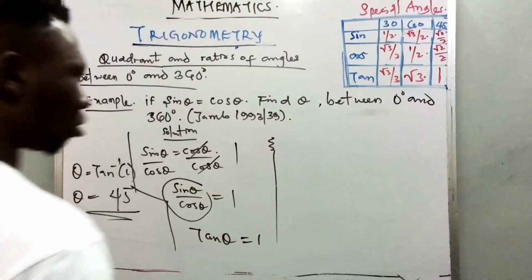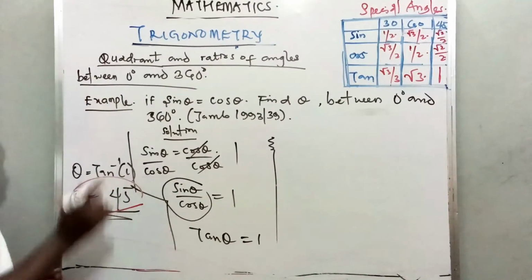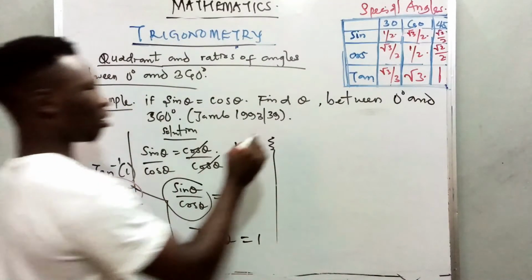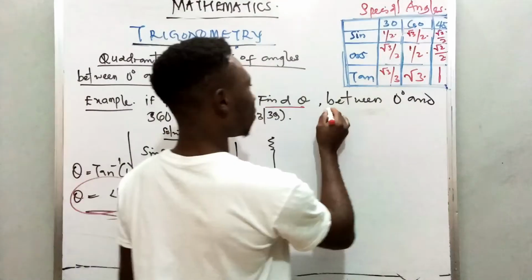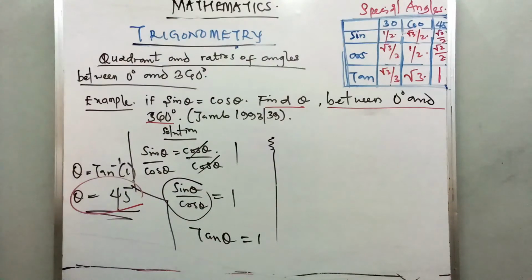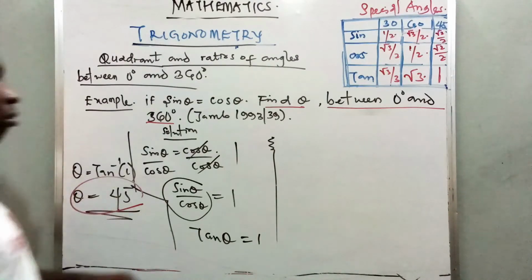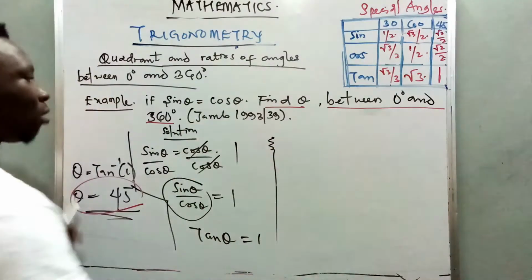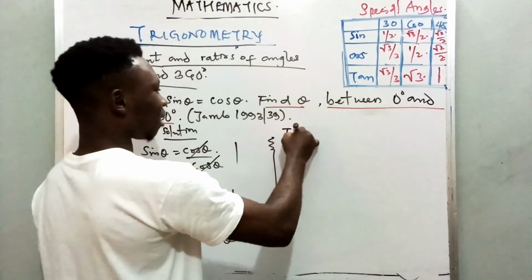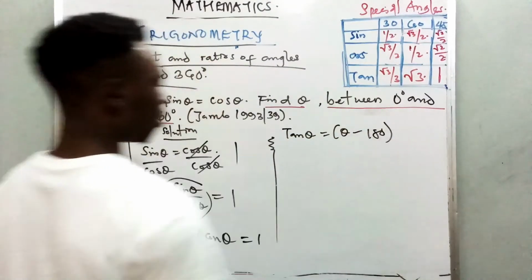Now, please pay attention to this question. At this point, I have my answer in my first quadrant. But look at what the question said: find theta between 0 degrees and 360. I'm to have two answers here. Now, I told you to find the equivalent of 45 degrees. There's this relation I told you to note: tan theta is equal to theta minus 180.